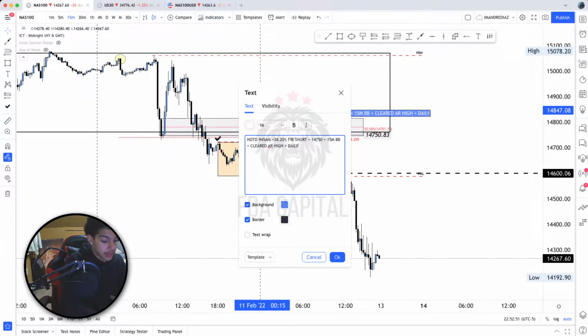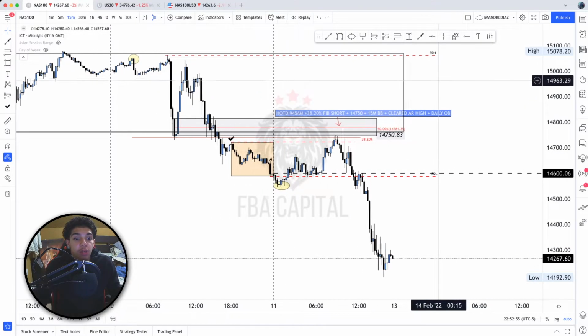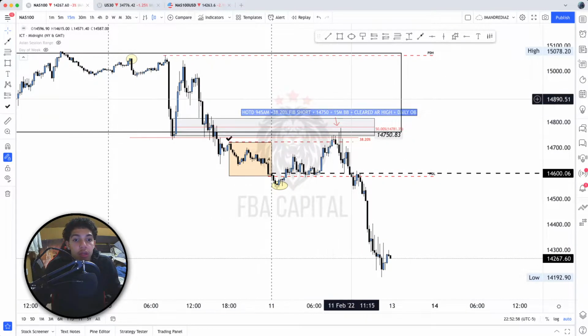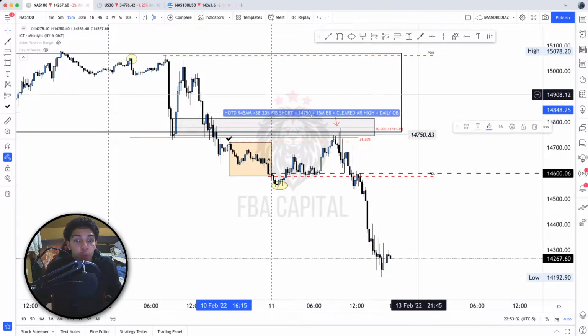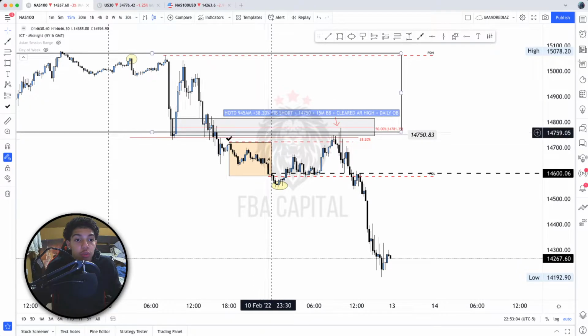Plus, we had that daily order block rejection. So there was a lot of reason for me to believe why I was expecting price to overall continue lower from this specific area up here. There was a lot of confirmation. We have 1, 2, 3, 4, 5, 6 confirmations, along with losing that momentum overall.